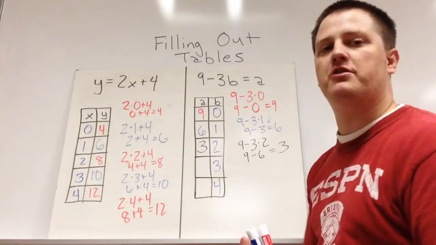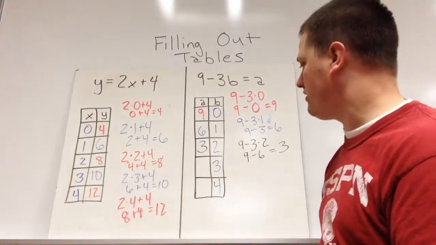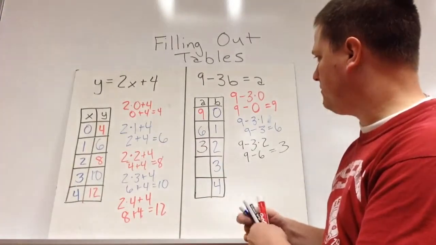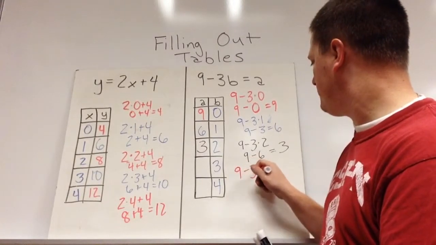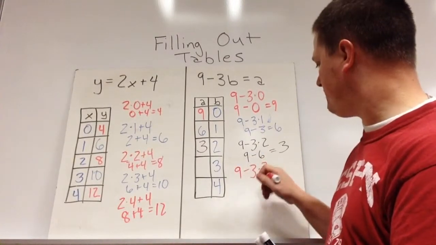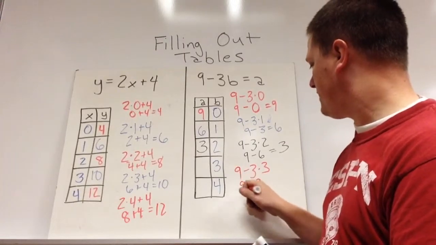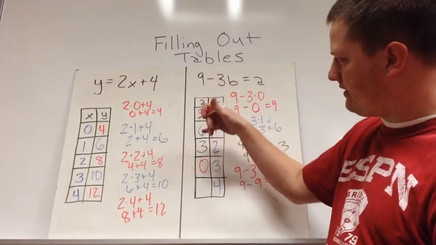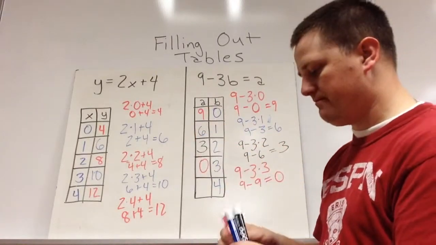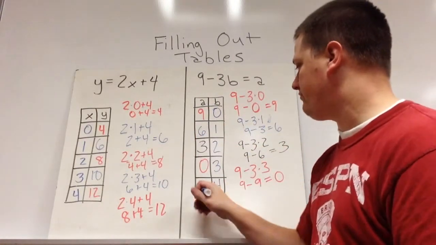Let's do one more, make sure the pattern fills out, and if it does, we'll go to the next one without as much work. 9 minus 3 times 3. 3 times 3 is 9. Bring down our minus 9 equals 0. So 9, 6, 3, 0. Next one, most likely, negative 3.